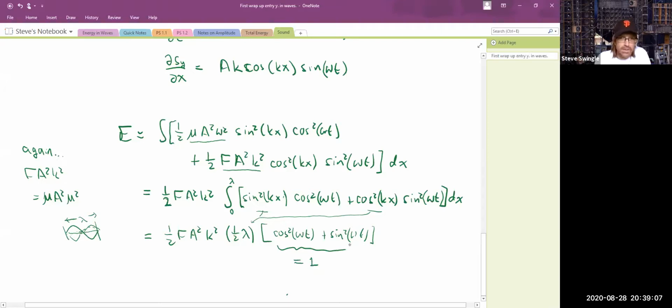And so the time dependence at this point just disappears, and the total energy is 1/2 the tension times the amplitude squared times k squared, and I could write this as pi over lambda, or pi over k rather. K may be convenient, lambda may be convenient. Either way, k and lambda are interchangeable from the relationship k equals 2 pi over lambda.